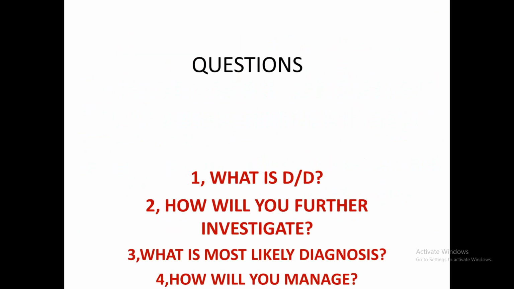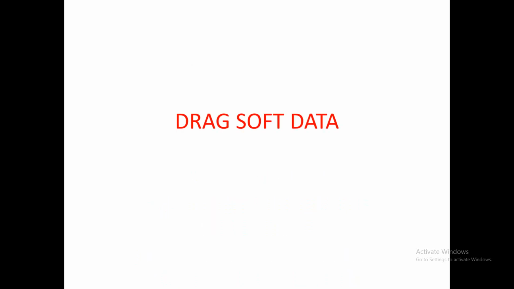So the question is, the differential diagnosis is concerned. Primarily it is a monoarthritis, of course. The one joint is involved here. Differential diagnosis of a monoarthritis. How will you further investigate, what is the most likely diagnosis and how will you manage? We discuss now. The soft data and the hard data I have already presented in front of you.